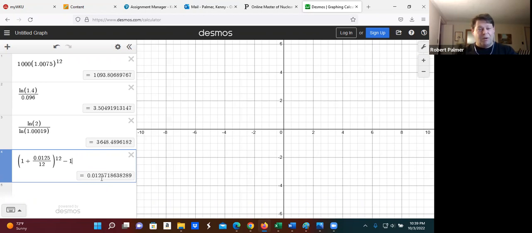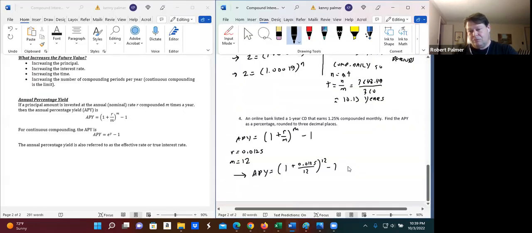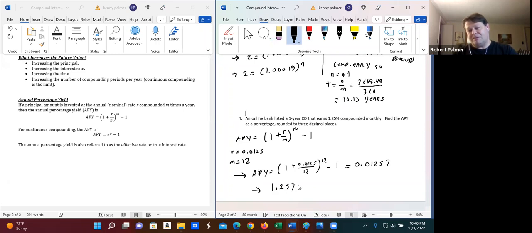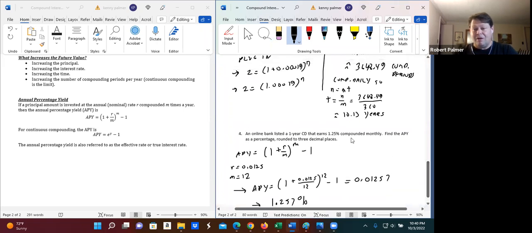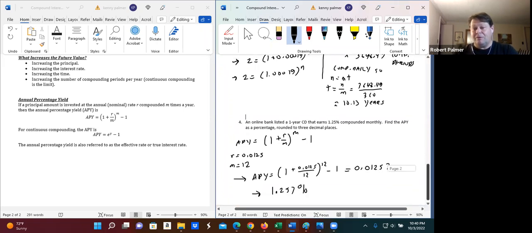So 0.01257. Let's make sure this is a 1 right here. And so this is going to be 1.257%. Now, if you notice, that's a bit higher than what was stated, because that was a monthly compounding period. This gives your annual percentage yield. This is the way you compare it to other rates given for different compounding periods.